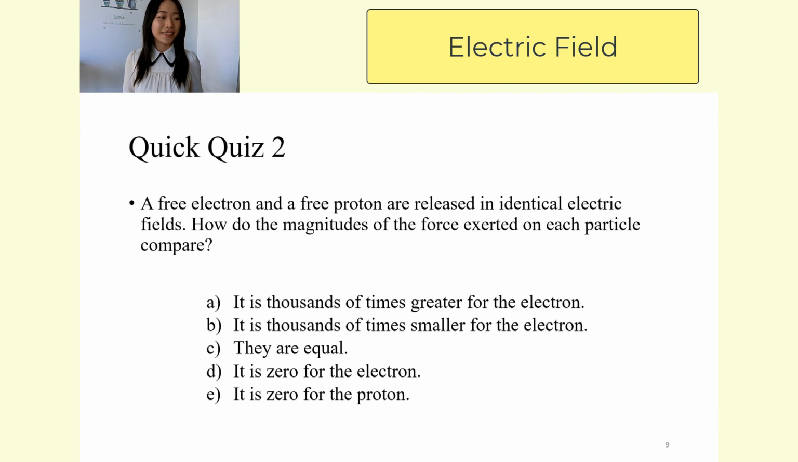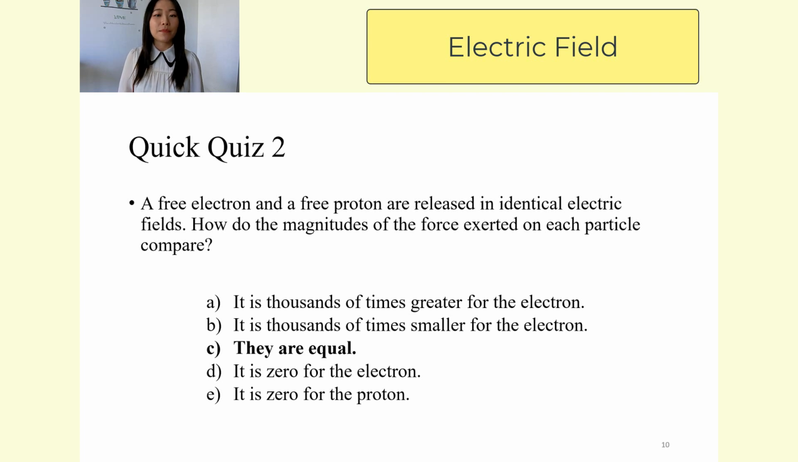Here's another quick quiz. A free electron and a free proton are released in identical electric fields. How do the magnitudes of the force exerted on each particle compare? A. It is thousands of times greater for the electron. B. It is thousands of times smaller for the electron. C. They are equal. D. It is 0 for the electron. And E. It is 0 for the proton. The answer is C. They are equal.